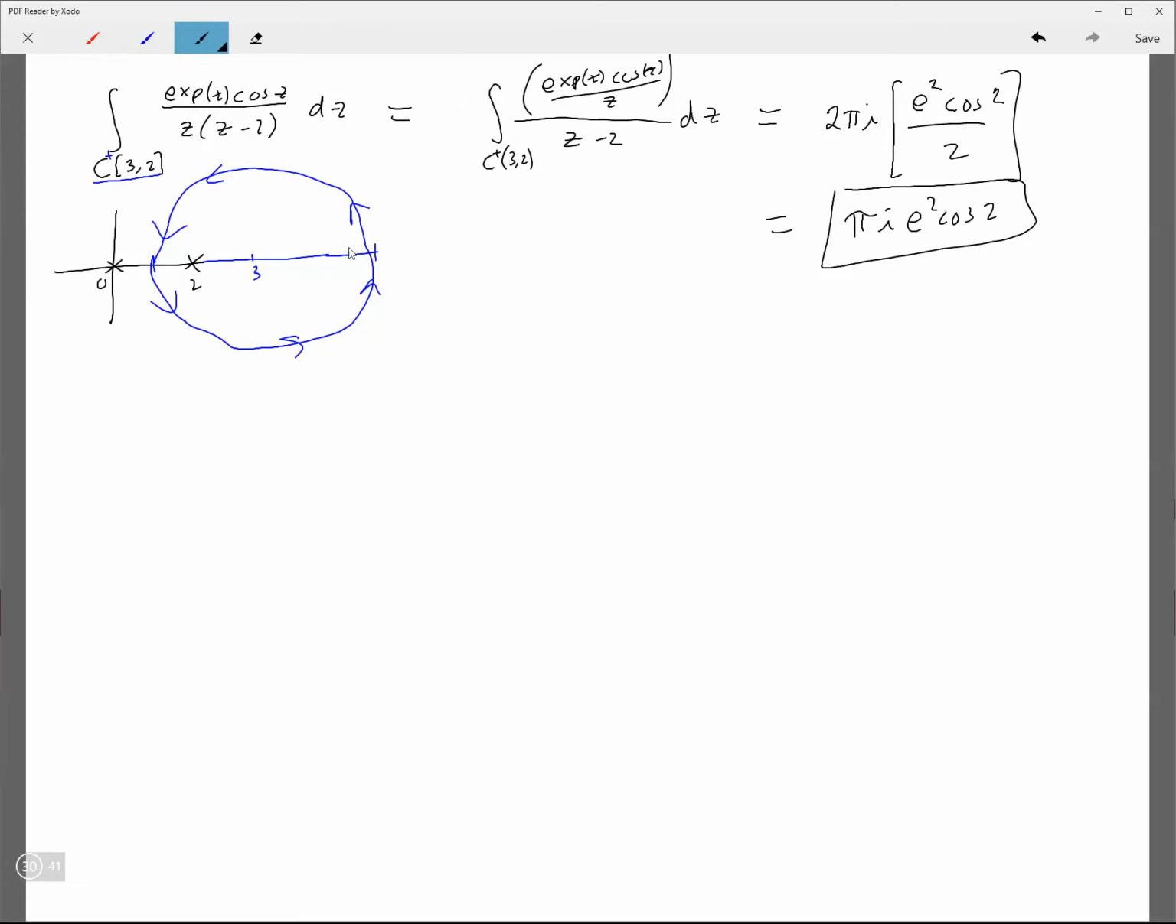And then of course, let's say you were going over a curve like this, let's say this curve's over here. Let's say that's your gamma. What would this integral be? 0. Yes, that would just be 0. So if it doesn't include these points, then it's going to be 0, because 0 and 2 are the only places where it's not holomorphic.